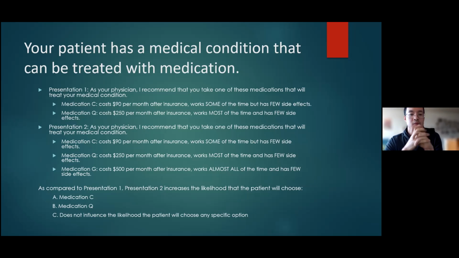So compared to giving them the first 2 options versus the 3 options, the 3 options increases the likelihood that the patient will choose medication C, medication Q, or it doesn't influence them.